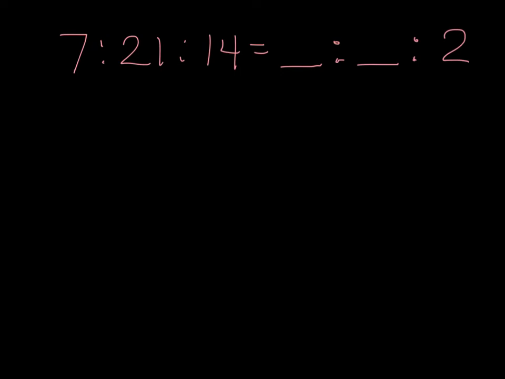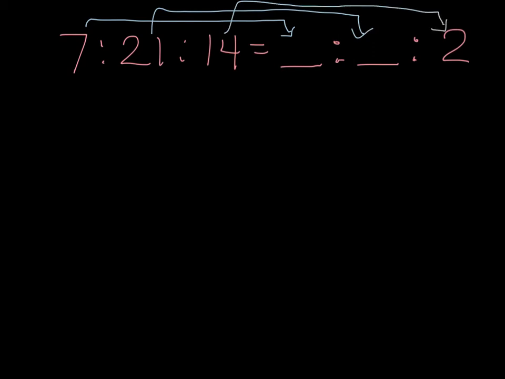The comparisons might be written side by side again, but in that case, the first term still goes with the first blank, the second term still goes with the second blank, and the third term still goes with the third blank. And the one that I know is 14 to 2. And to get from 14 to 2 by multiplying or dividing, I'm dividing by 7, because 14 divided by 2 is 7. So if I divide 21 by 7, I get 3. And if I take 7 divided by 7, I get 1. So my missing numbers are 1 and 3.